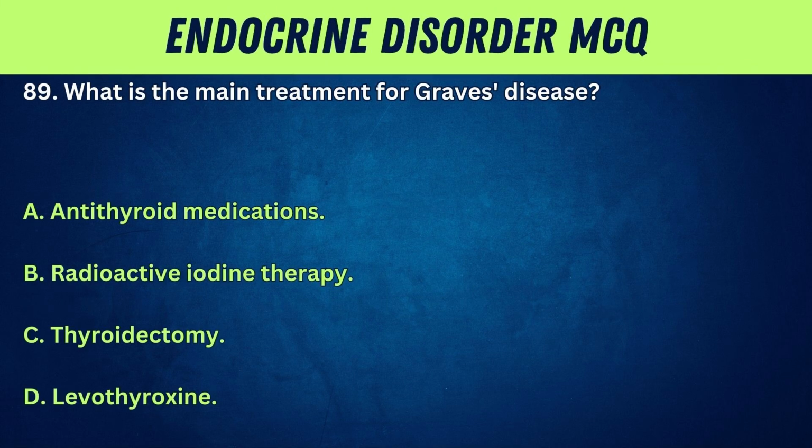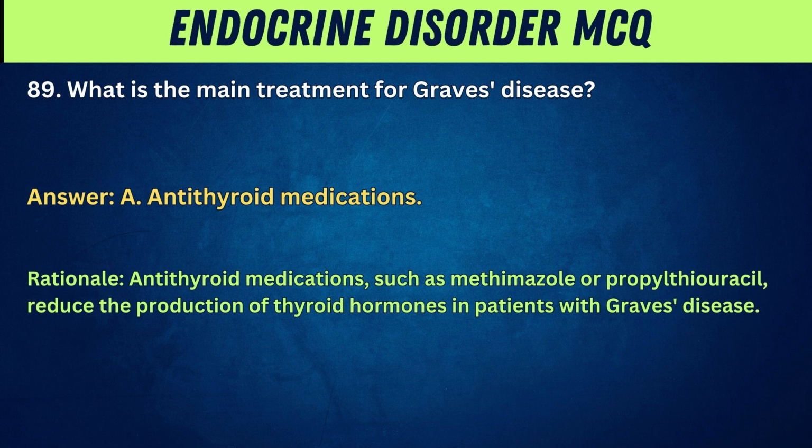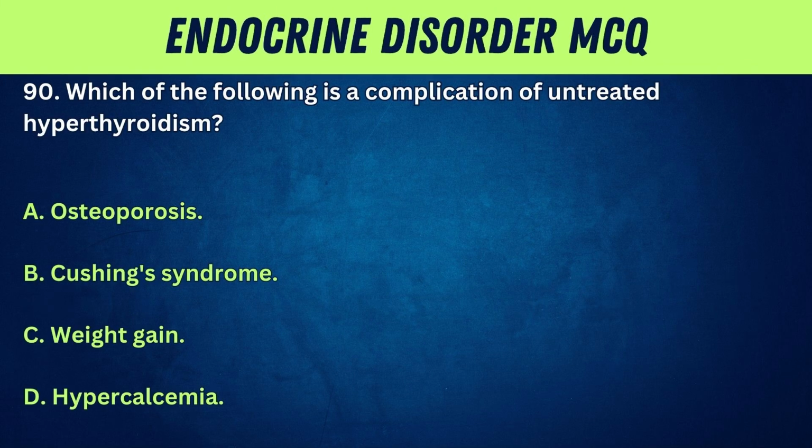89. What is the main treatment for Graves' disease? A. Antithyroid medications. B. Radioactive iodine therapy. C. Thyroidectomy. D. Levothyroxine. Answer: A. Antithyroid medications. Rationale: Antithyroid medications, such as methimazole or propylthiouracil, reduce the production of thyroid hormones in patients with Graves' disease. 90. Which of the following is a complication of untreated hyperthyroidism?